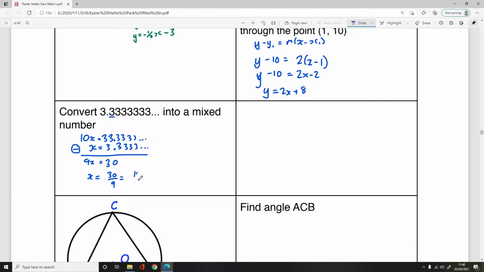I can simplify that to 10 over 3, just divide top and bottom by 3, and that is 3 and 1/3. So yeah, you can probably look at that number and see that it's 3 and a third, but the method that's important to know, as far as grade 7 is concerned, is how do you show that algebraically if you needed to.